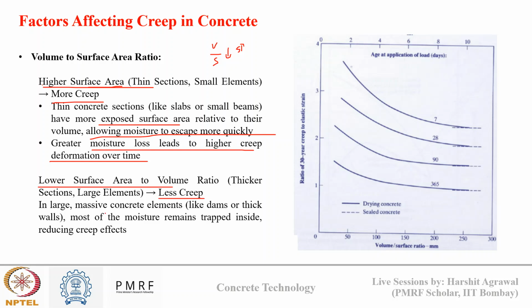Why? In large, massive concrete like dams and thick walls, most of the moisture remains trapped inside the concrete, which reduces the creep effect, because there is a low surface area. The same can be understood from the graph, where one can see the ratio of 30-year creep to elastic strain is decreasing as the volume to surface area ratio is increasing. This volume to surface area ratio will increase as the surface area decreases.